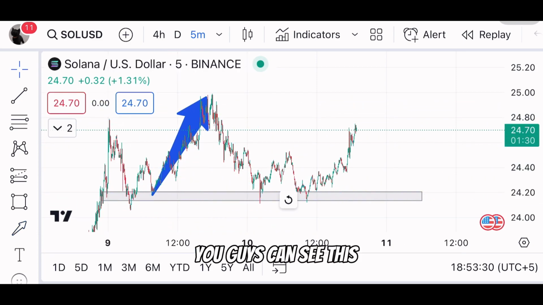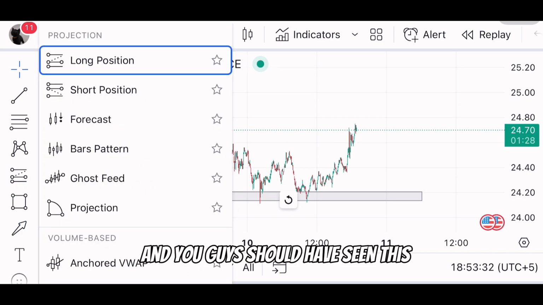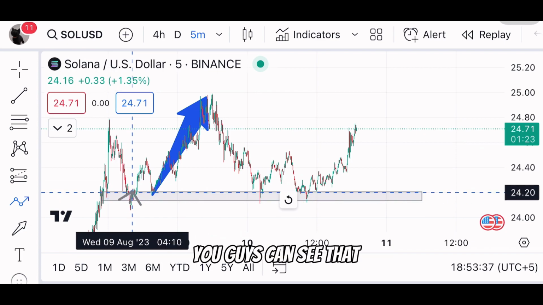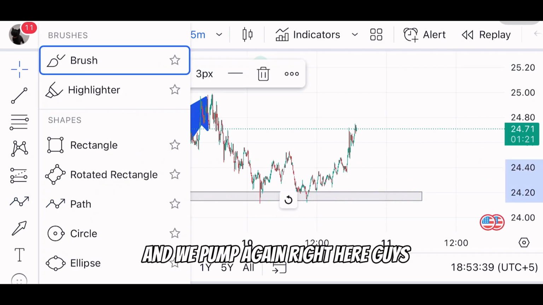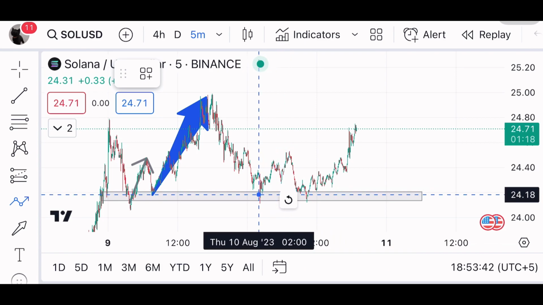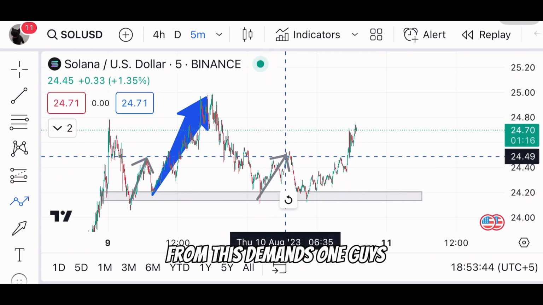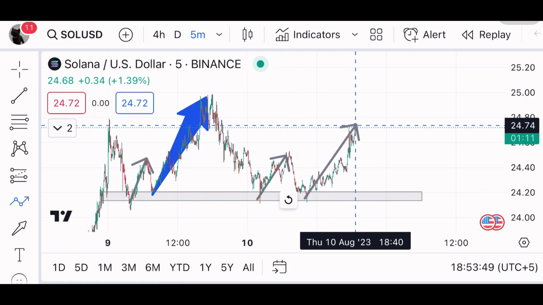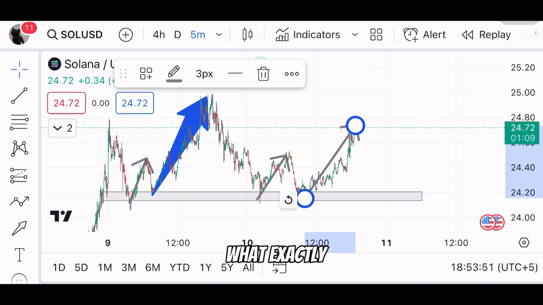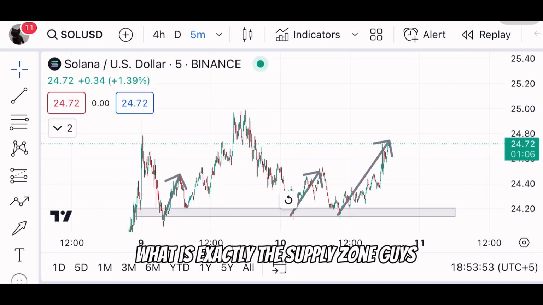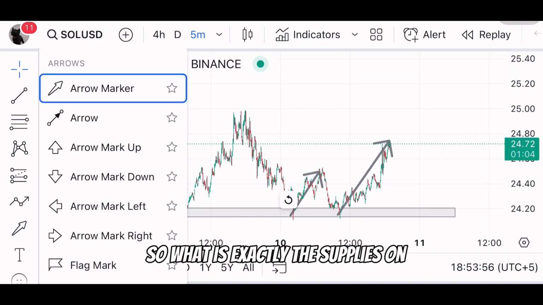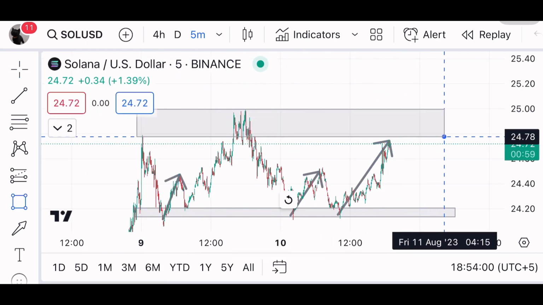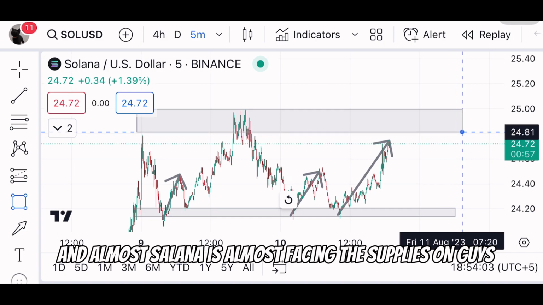You guys can see this, and you should have seen this kind of price action, and you will see it again, guys. You can see that we pumped again right here, and we pumped again right here, again right here from this demand zone, guys. And now we are again moving to the upside from this region. You see this is the demand zone, and what is exactly the supply zone? The supply zone is this region, guys. You see this, and Solana is almost facing the supply zone, guys.